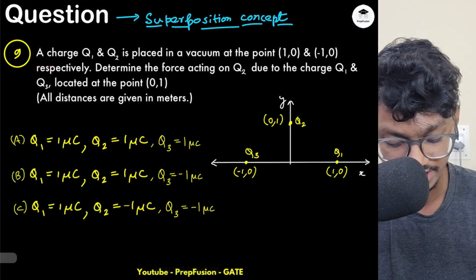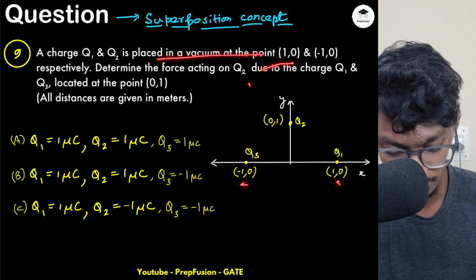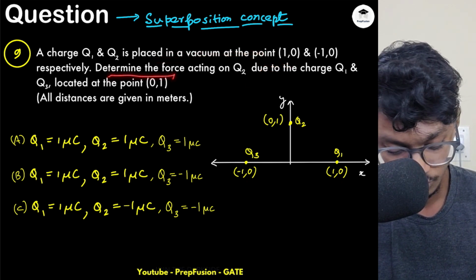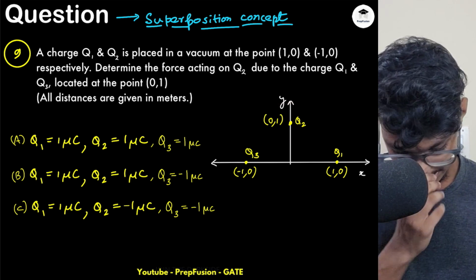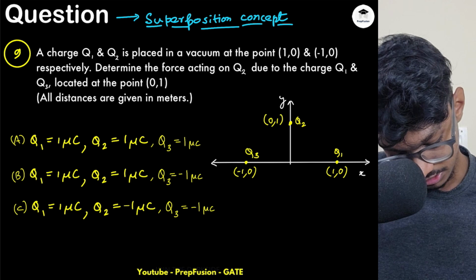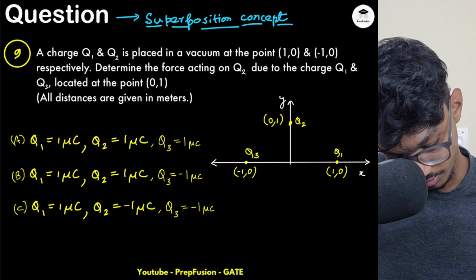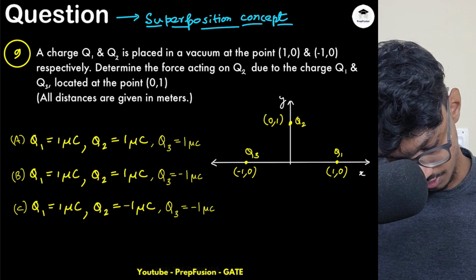Let's do another question. Charges q1 and q2 are placed in a vacuum at the points -1, 0 and +1, 0. Determine the force acting on q2. This is q2, right? This is placed here at 0, 1. Okay, something is wrong. I've written this charge q1 and q2.